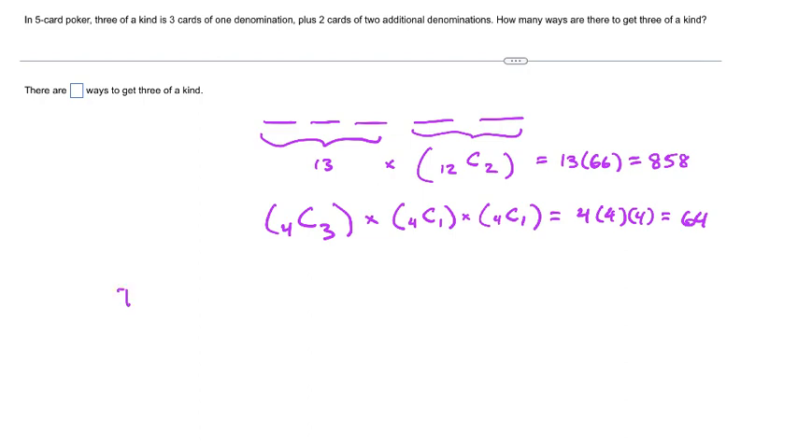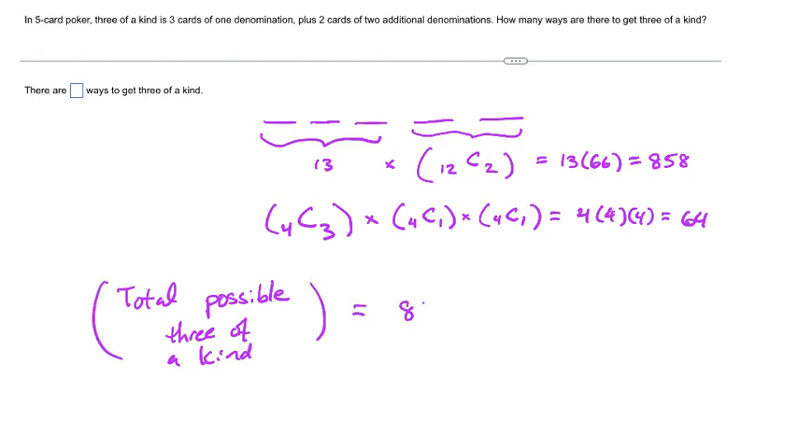And so our total possible 3 of a kind will be just the product of these. So 858 times 64, or 54,912 possible 3 of a kind.